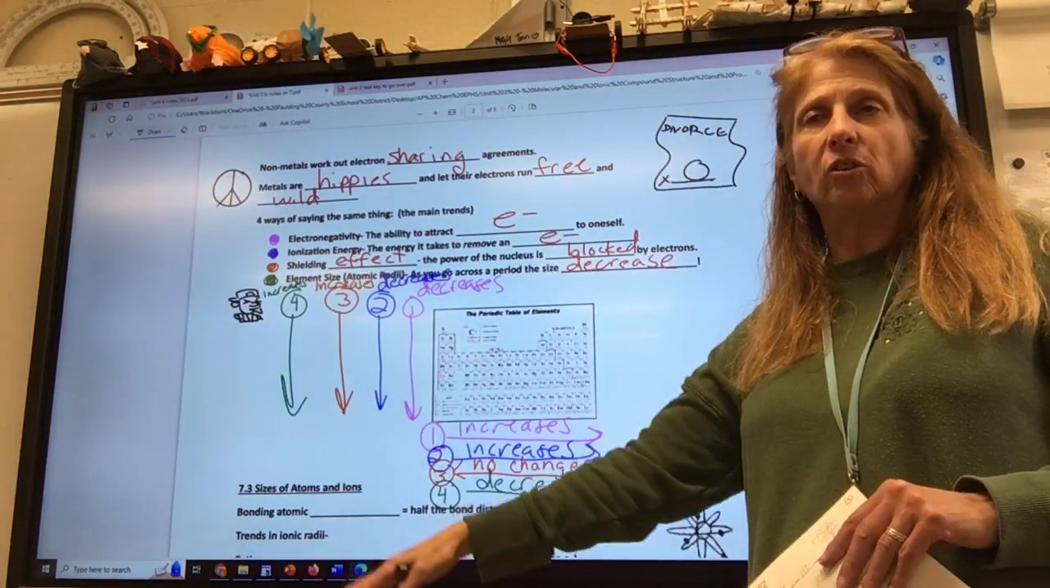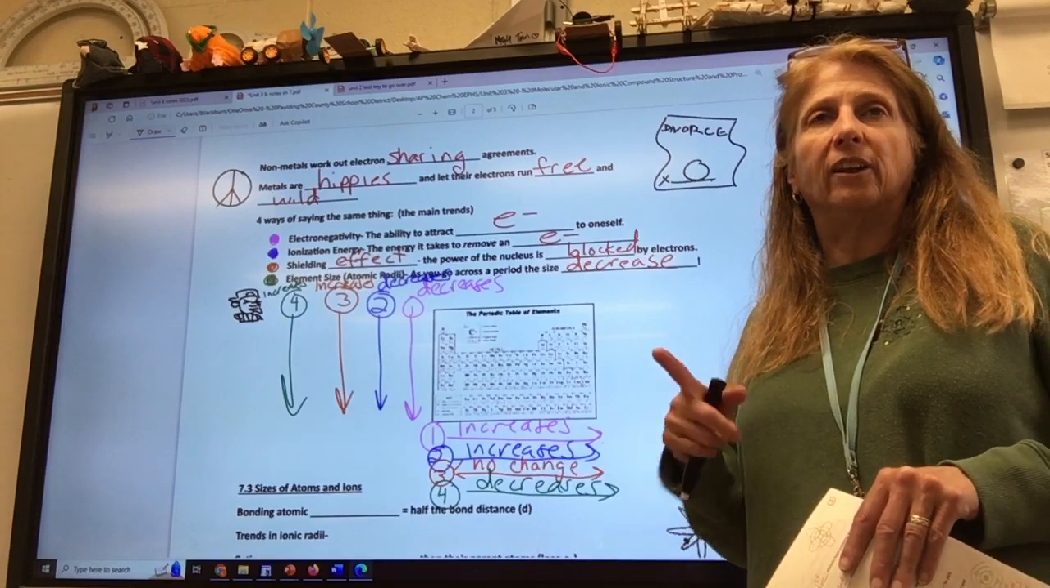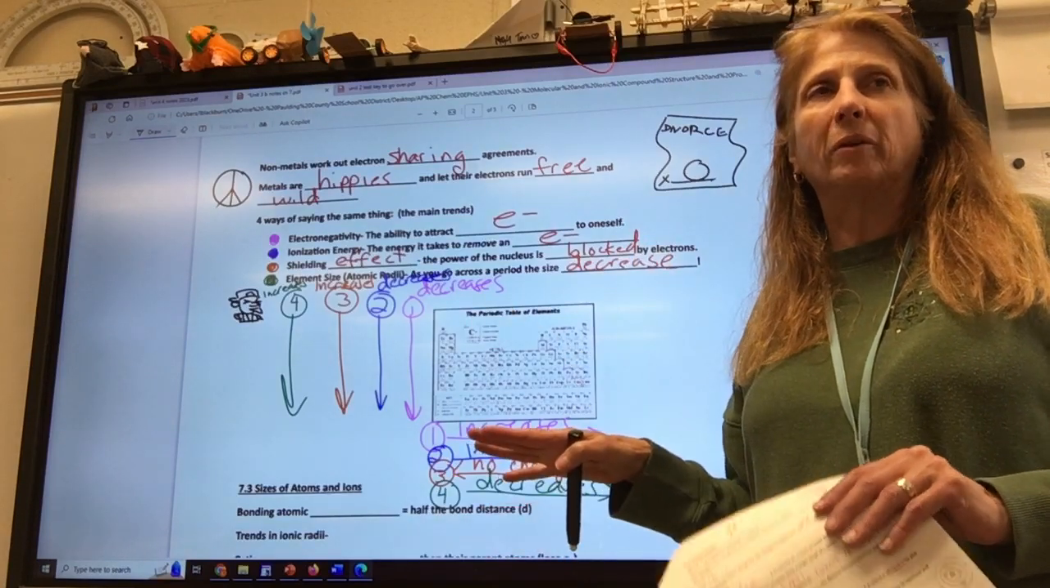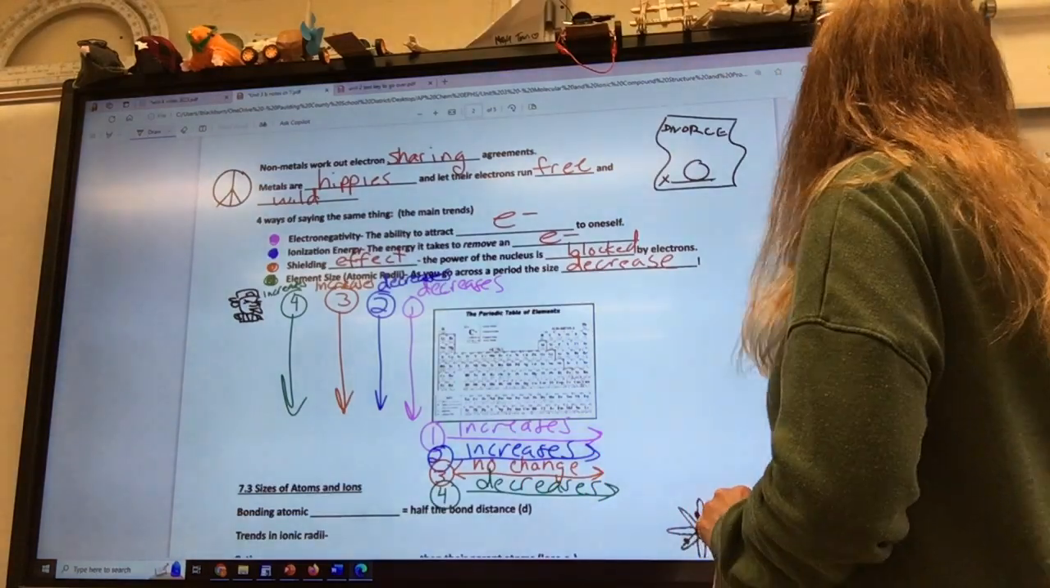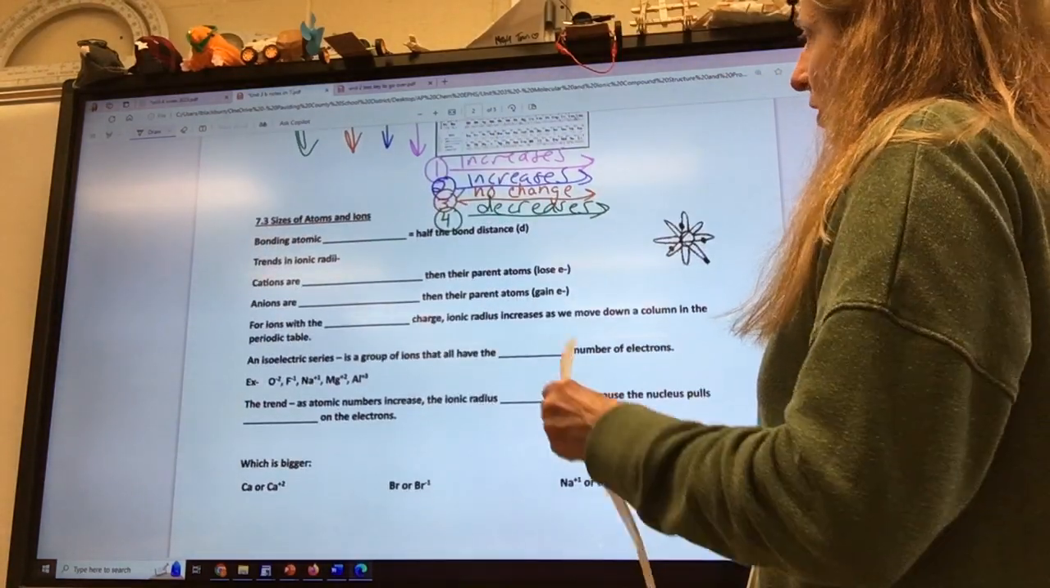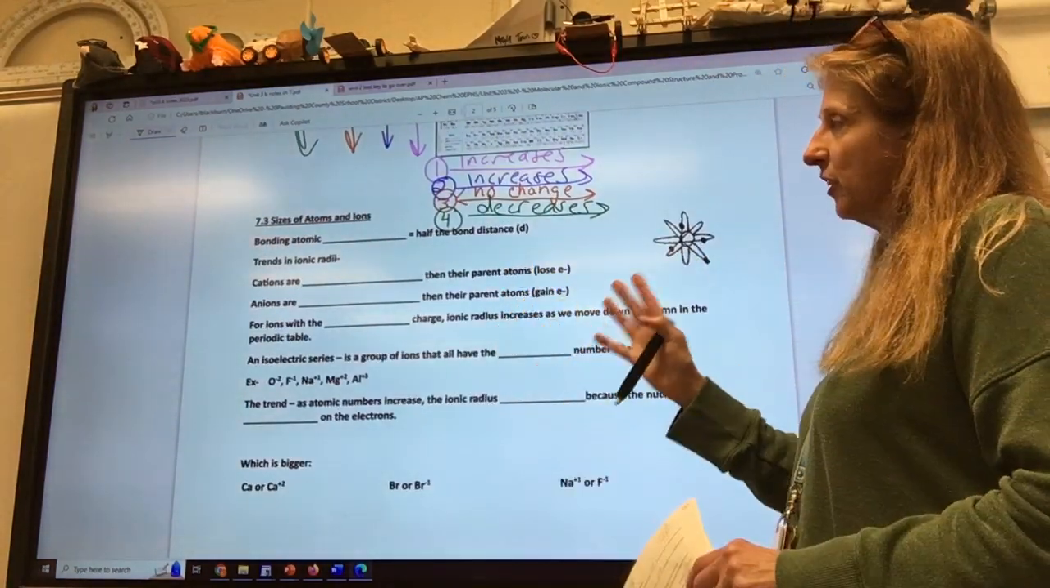Now that, you learned all of that in honors. We're going to add to that, but everybody good? Remember that from honors? Okay. All right, so let's move right along then. Okay, number 3, sizes. So just a little bit more about sizes.